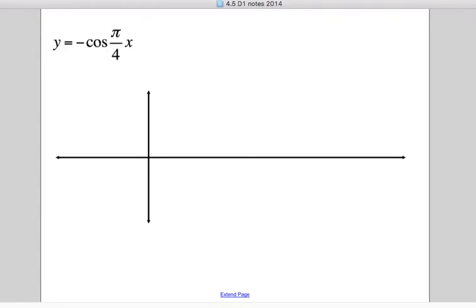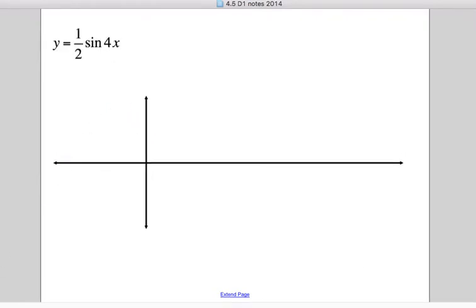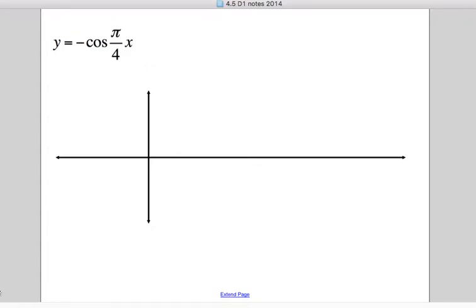This one might be our last one. Let me just double check. Yeah, we'll probably do this one as the last one. So do you see the negative sign right here? That's going to be a flip over the x-axis. So keep that in mind. Technically, the amplitude is a 1. So our tick marks only need to go up to 1 and down to -1. The value in front of the x is pi over 4. That's the value of b. Seems a little weird, but go with it.